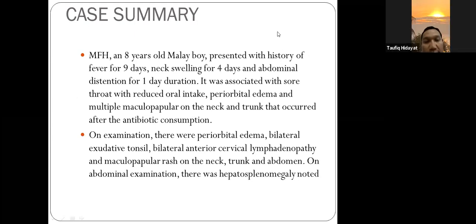Okay, stop dulu. Ini dah habis kan? Summary. Yeah. Sekarang ada. So, memang quite complicated case ni. Alright. Nak tanya diagnosis ni.